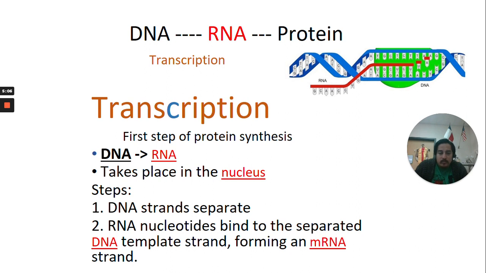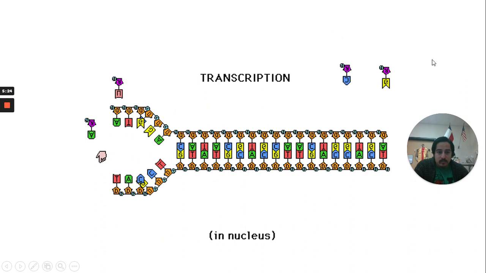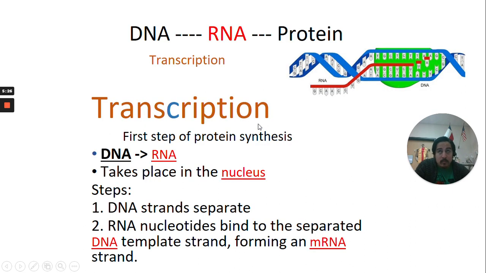Now, the first step, like I said, the DNA is kind of like this. Then it's going to open up. So as number 1, it says DNA strands separate. Then number 2, it says RNA nucleotides bind to separate a DNA template strand, forming an mRNA strand. That's kind of a lot. So let me explain using this little image. Look, before I keep going, copy this.